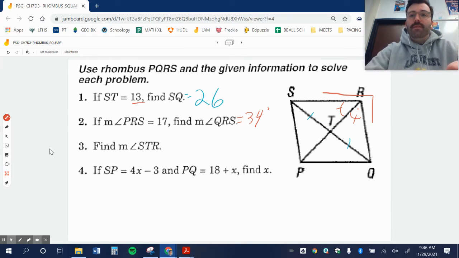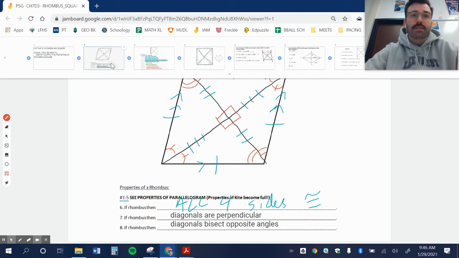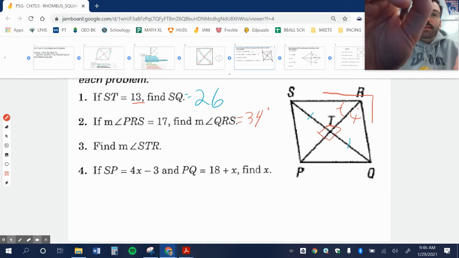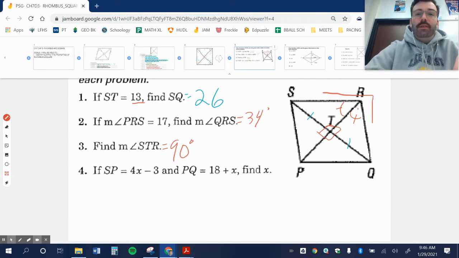Find the measure of angle STR. STR is right here. If I look back at my rhombus diagram, all 4 of these angles are right. So all 4 of these angles must be right. So STR must equal 90 degrees.